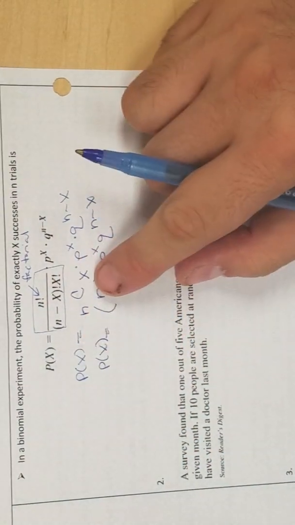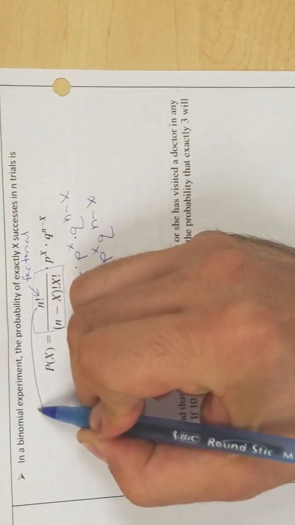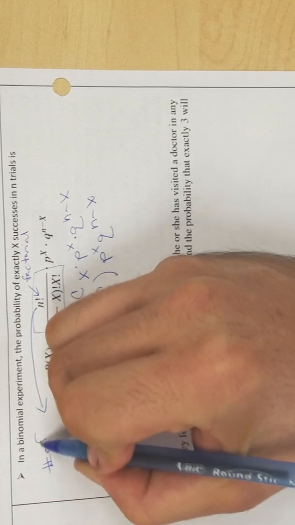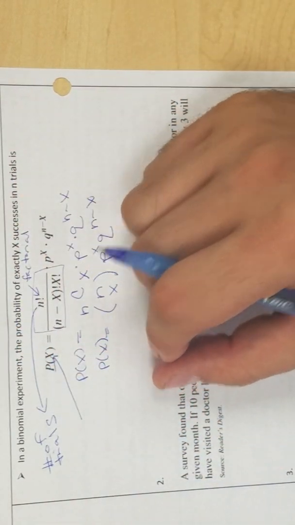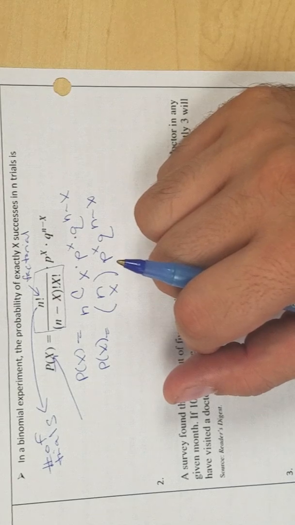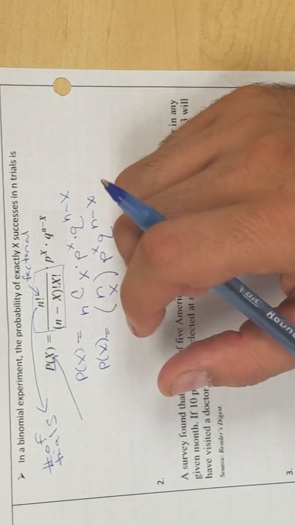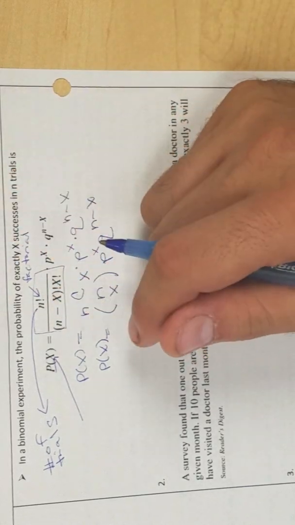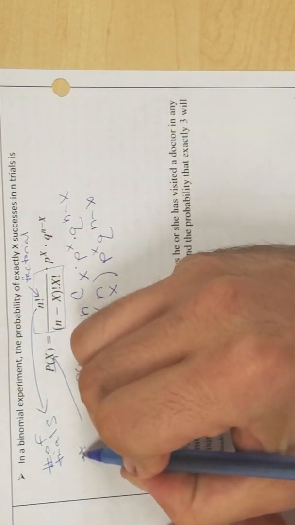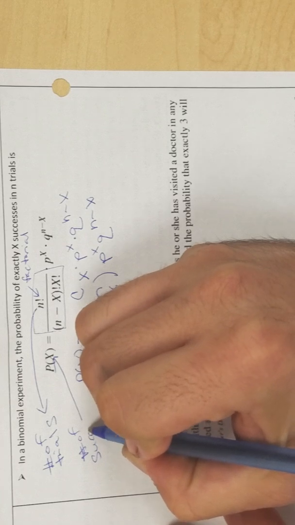Now let's talk about the variables. The n stands for the number of trials. The x here is the number of successes. So if you're doing an experiment where you're tossing 2 coins and you're looking for the probability of getting 1 tail, your number of successes in that case is the number of tails, which is 1.